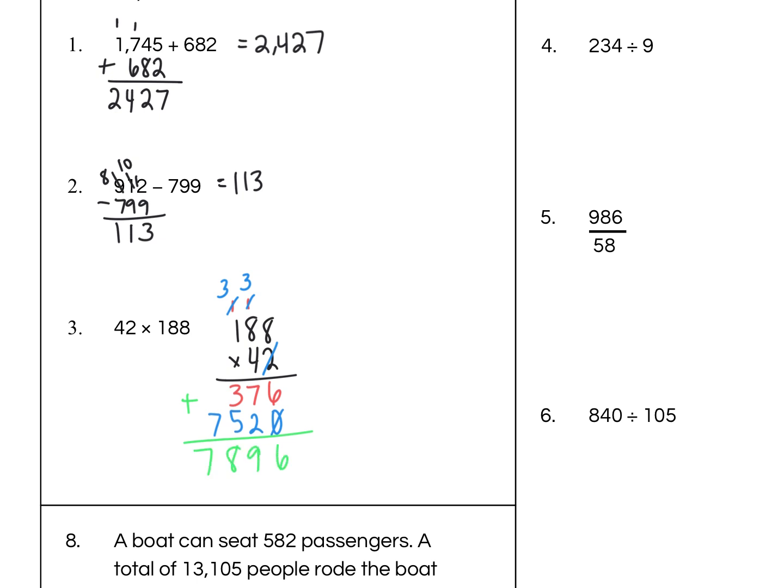7,896. Yes, 7,896. Now how can I use estimation to help me on this one? If I rounded 42, what would I want to maybe round that to? 40, okay. 188, to make it really easy in my head math, 200. 200 times 40 is about 8,000. Okay, is 7,896 pretty close to that? Yes, so my answer is reasonable.